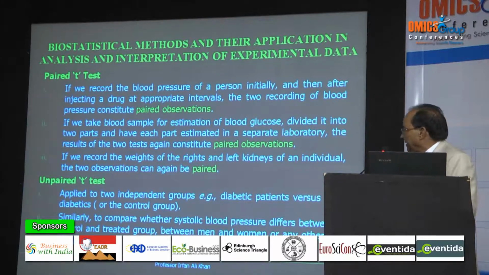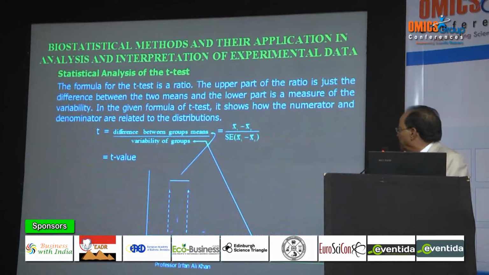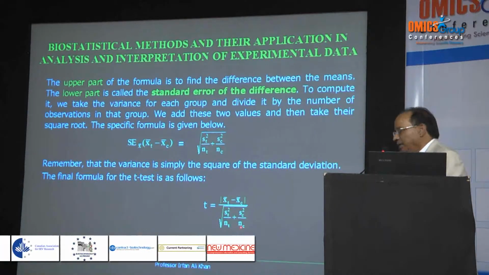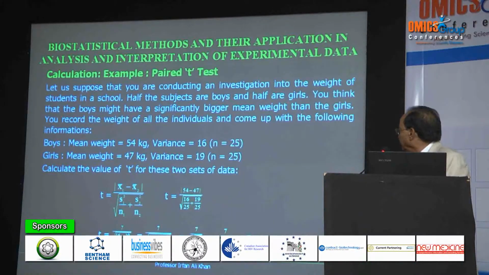Paired t-test, unpaired t-test, everybody knows about it. How to find out this formula of t-test? The upper part of the formula is the difference between the means, the lower part is the standard error of the difference. Lastly, we got this formula, and you take either treatment number one or control, then the treatment, number of observations, then the control, number of observations for the control.